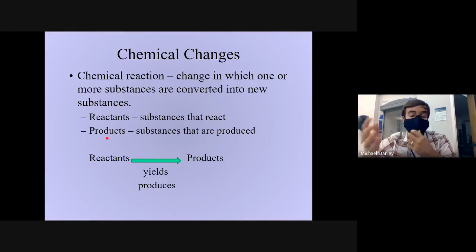So if you want to think of it similar to a math equation, the reactants are in front of the equal sign, and then this arrow acts like our equals, and then the products are at the end. They are made in that chemical reaction.